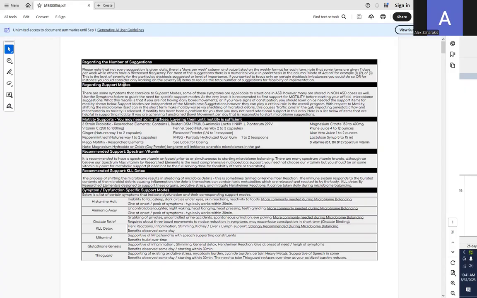Mitomind, you can go read about that. It's based on constituents that help speech and mitochondria. Some of them are similar to the Kelly-Dorfman protocol. Is it necessary? No, but it's something that you could take a look at over time. Glutathione Genesis can be very helpful at getting things out of a flare. It's a lotion that you put on, helps you to create more glutathione.